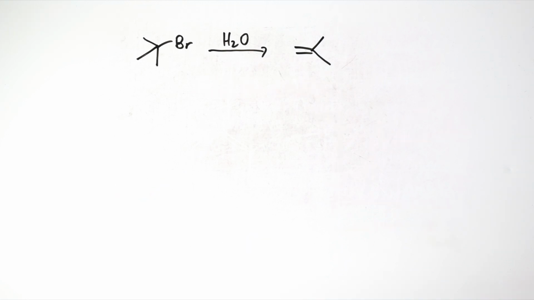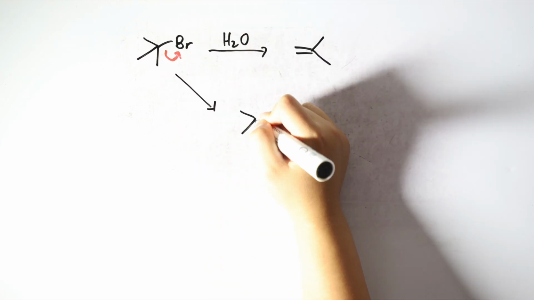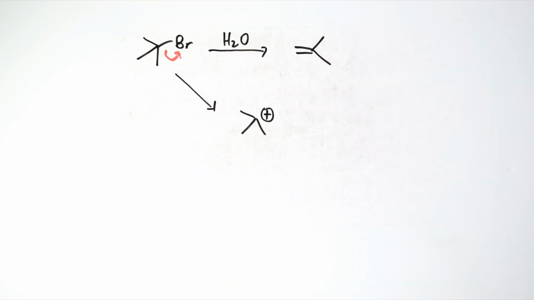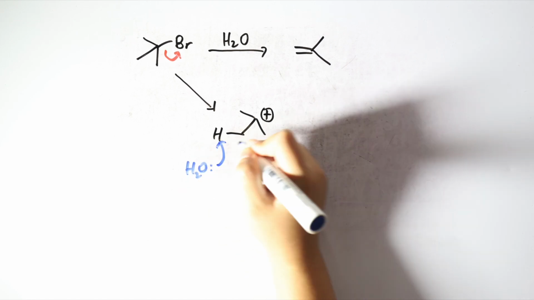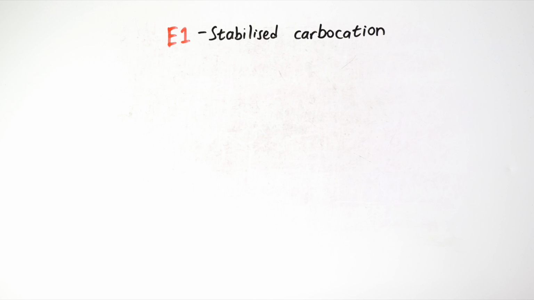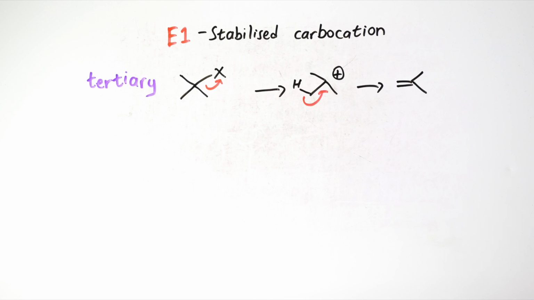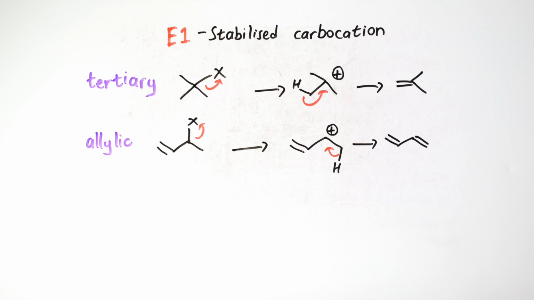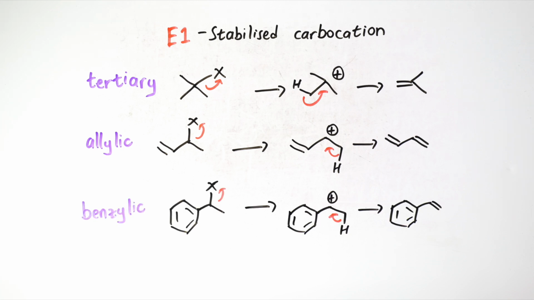The mechanism is stepwise. Firstly, the bromine leaves the molecule forming the carbocation. Then, water removes the proton from the molecule forming the alkene. Because E1 reaction is a stepwise reaction, it needs a substrate that stabilizes carbocations, such as tertiary carbon, allylic carbon, and benzylic carbon.